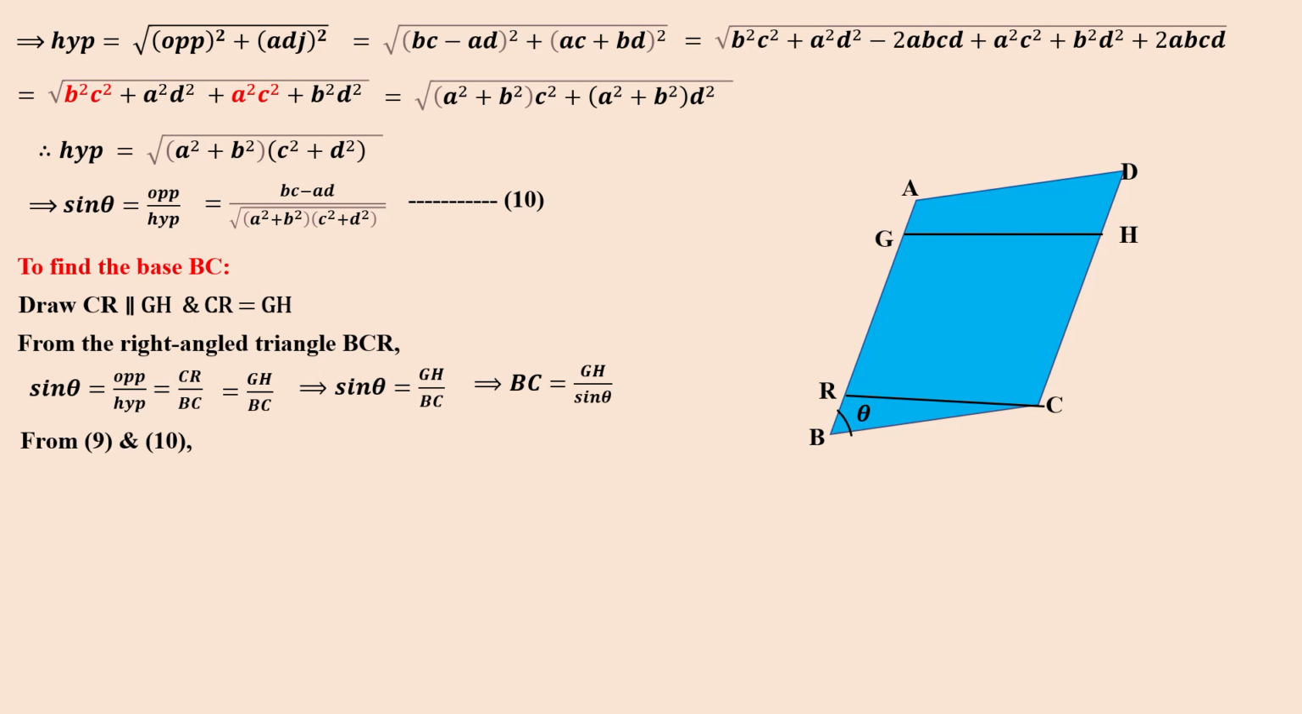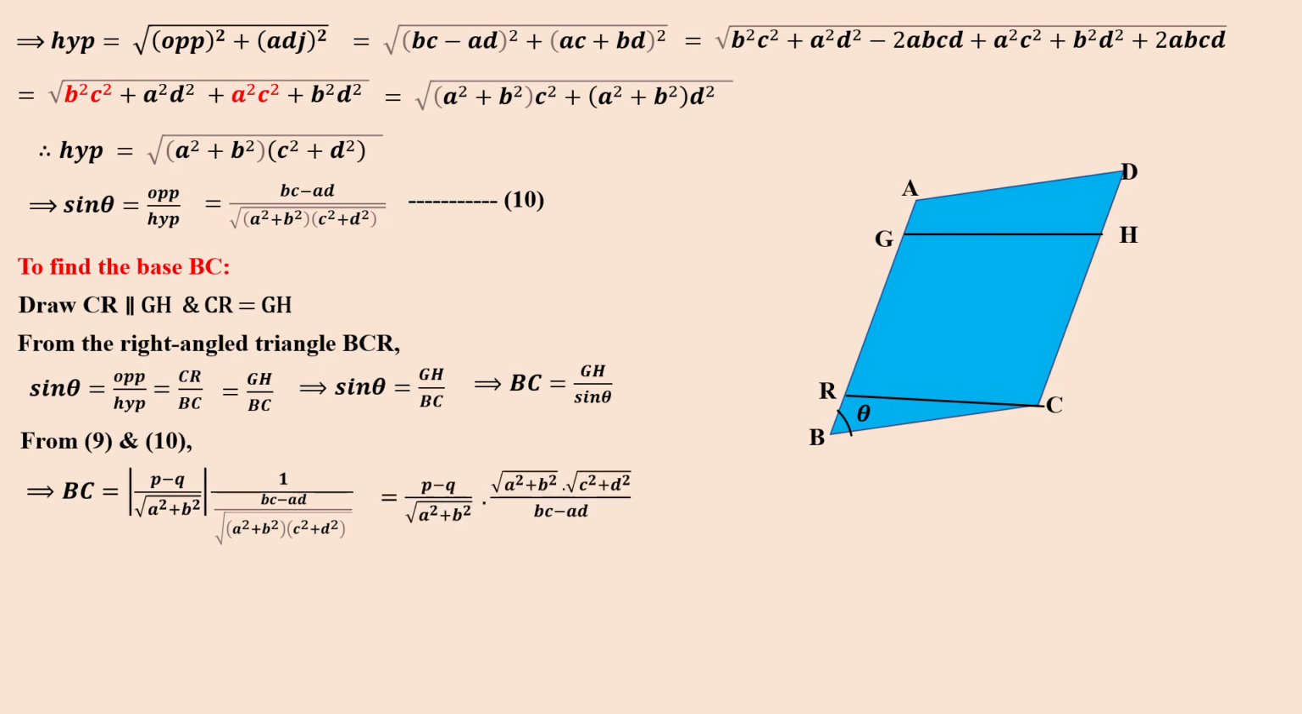So from 9 and 10, BC is equal to GH, that is modulus of (p minus q) by root of (a square plus b square), we know, right? And the sin theta value is (bc minus ad) by root of (a square plus b square) into (c square plus d square), right? So you can write it as its reciprocal, the second term: (p minus q) by root of (a square plus b square) into the reciprocal of that term, root of (a square plus b square) into root of (c square plus d square).